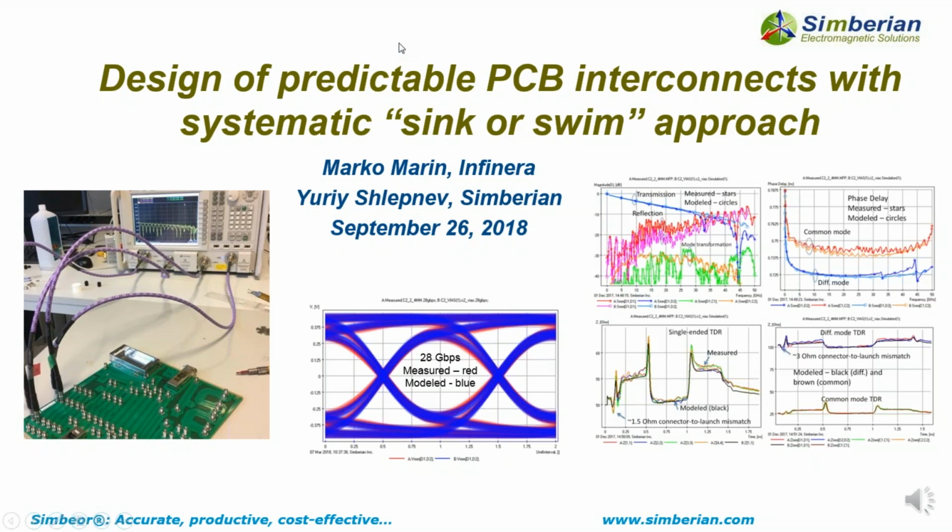The background material for this webinar was presented at DesignCon 2018 in February this year, and also at the IEEE EMC Symposium in July this year. Today we will focus on key elements of the work we did. All the technical details and complete reports with analysis to measurement correlation are available on the Simbeor webpage in the App Notes section. So let's begin.